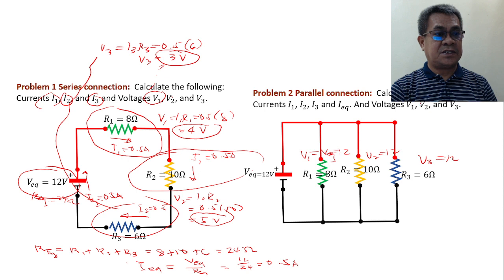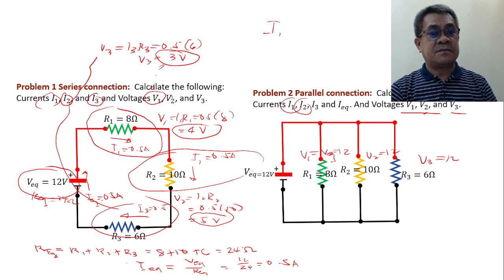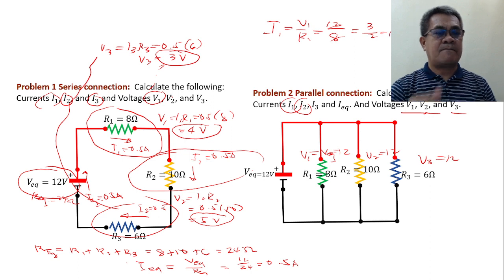So, this answers the problem, calculate the voltages. Now, what is I1, I2, and I3? Very easy. Since we have already V1, divide V1 by R1, then the answer is I1. And according to the problem, the source is 12, then V1 must be 12 also, divide by 8. Okay? So this is 3 over 2, or this is equal to 1.5 amps.